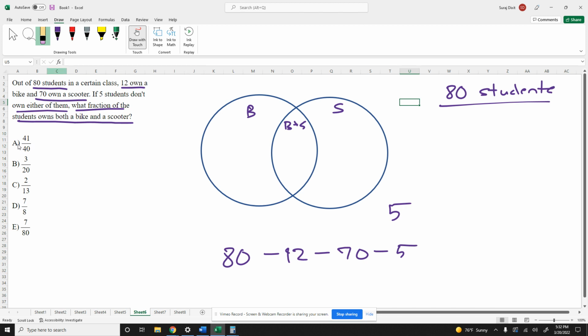Well, of course, you can't have 41 over 40. That's impossible. Remember, every probability always has to be equal to or less than 1 by definition, the probability of any particular event. So it's impossible that it's 41 over 40. 12 on a bike and 70 on a scooter, so we're trying to find this number here, this overlapping event.